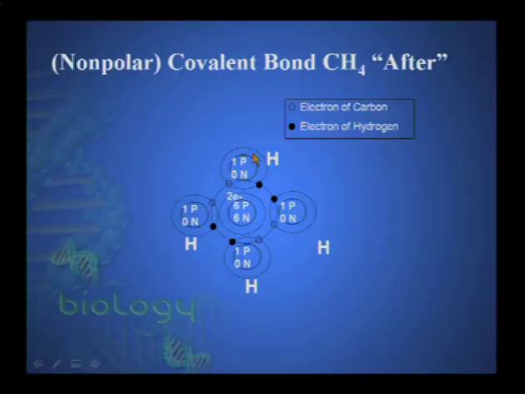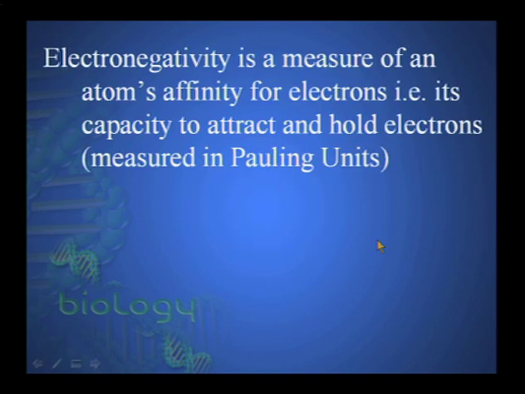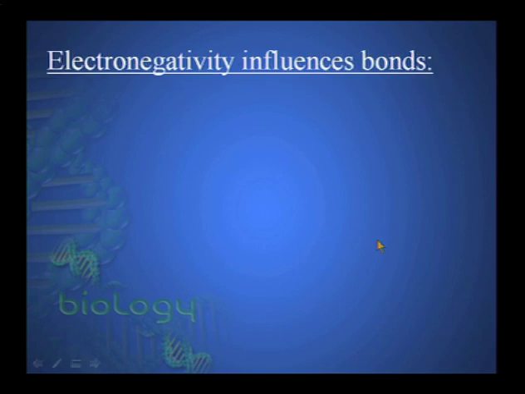So an example of a nonpolar covalent bond would be methane. In this kind of situation, the electrons are evenly distributed at any given moment in time. There's no distinct positive or negative regions. Now, electronegativity is a measure of an atom's affinity for electrons, its capacity to attract and hold electrons. You can think of it as the selfishness of a particular atom. The more strongly it holds an electron, the greater its electronegativity.